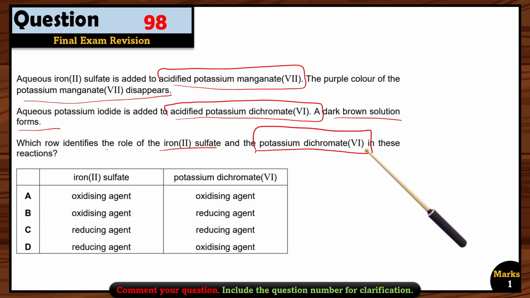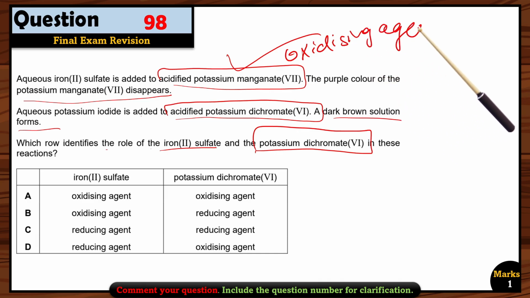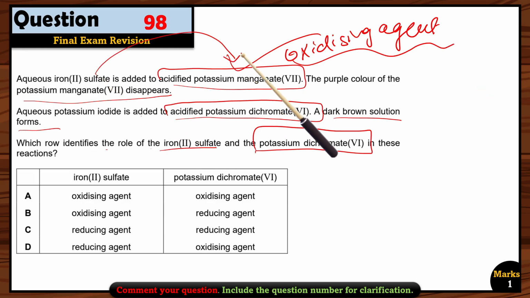I already told you that in your book it is already given that potassium manganate is an oxidizing agent. So if this is an oxidizing agent and you have added any compound and now the color has changed, it means the other compound is acting as the opposite. This reaction is now a redox reaction. If this one is the oxidizing agent, it means this one is the reducing agent.